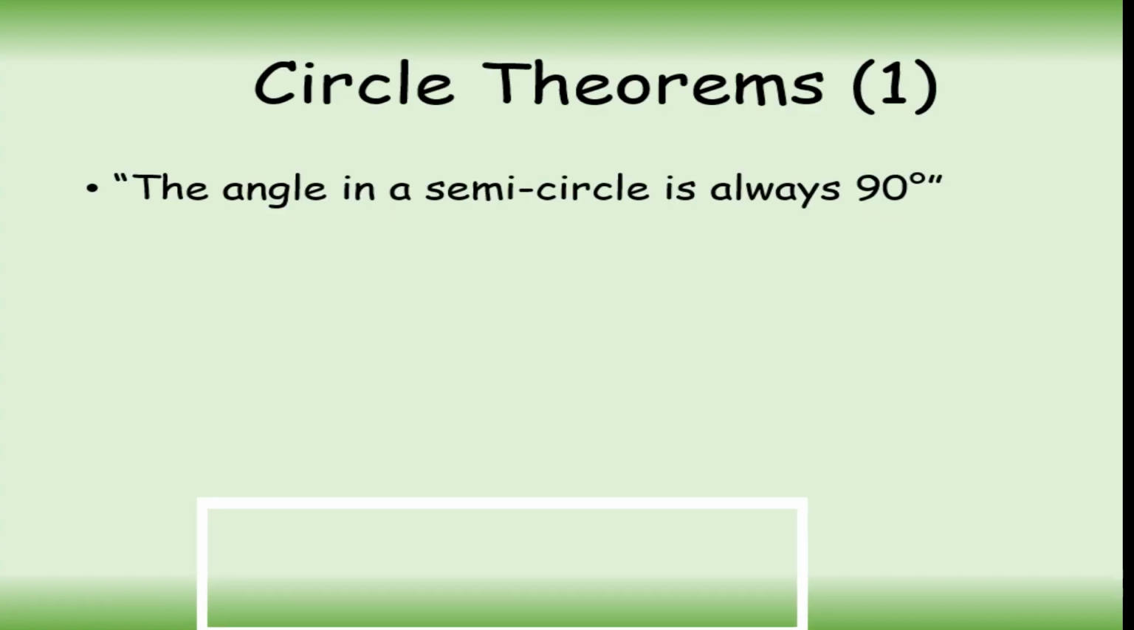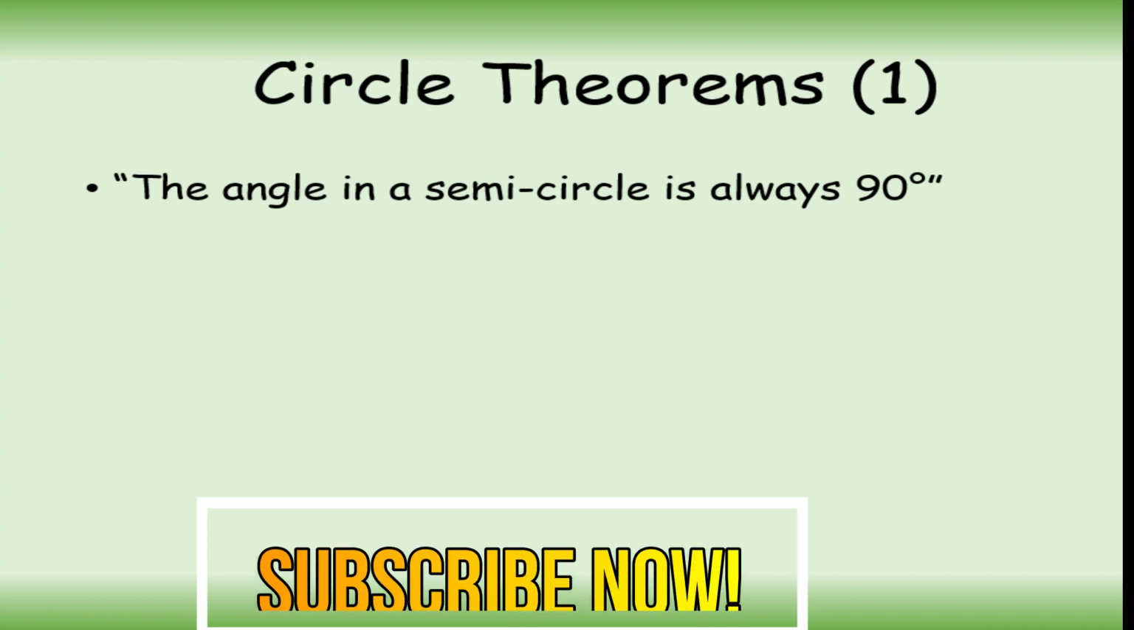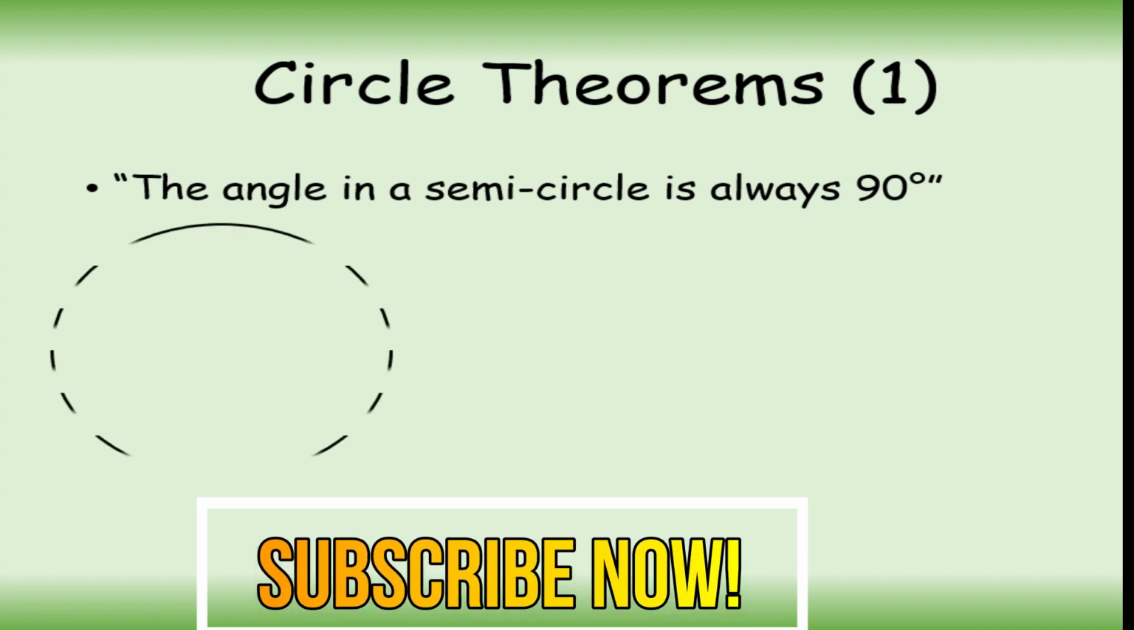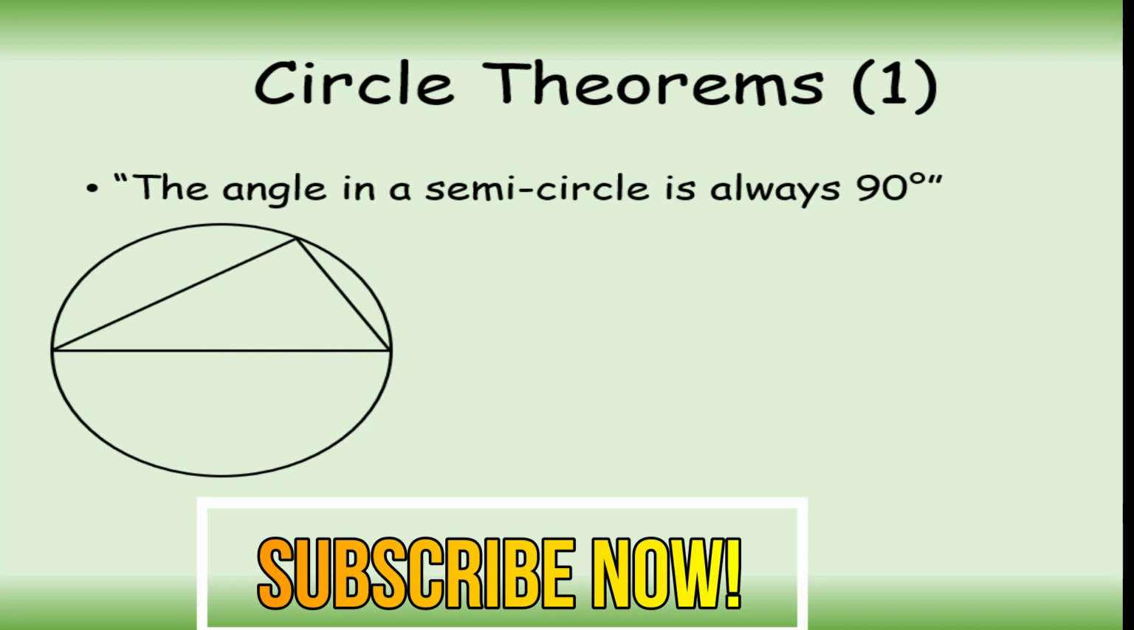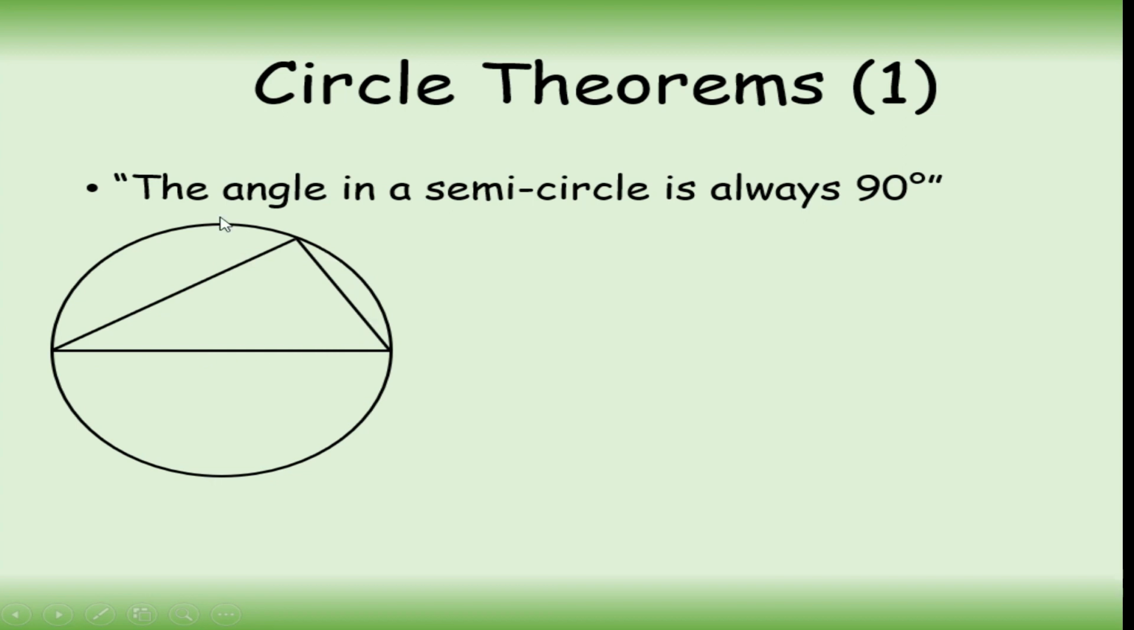Now with this, let's look at the first theorem. The angle in a semicircle is always 90 degrees. For example, when you have this, it's forming an angle from the diameter to the circumference of the circle. So it's a semicircle, that is, if you take it from the diameter, it's always 90 degrees.